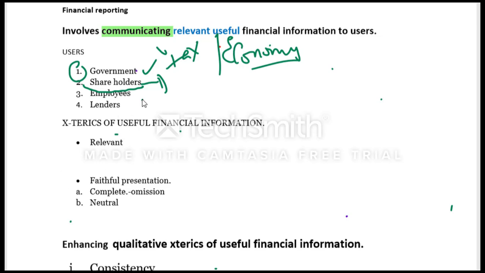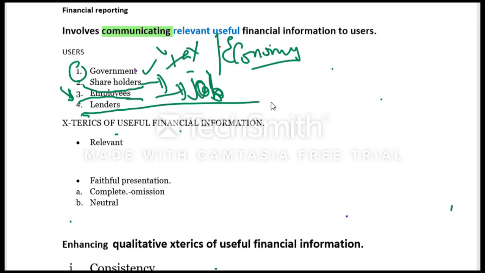How about employees? Employees are much concerned about their job security. Looking at the financial information of the company where you're working, you can compare or predict the continuous existence of your company. So, as employees, we're all looking at continuous employment or the continuing existence of the companies.